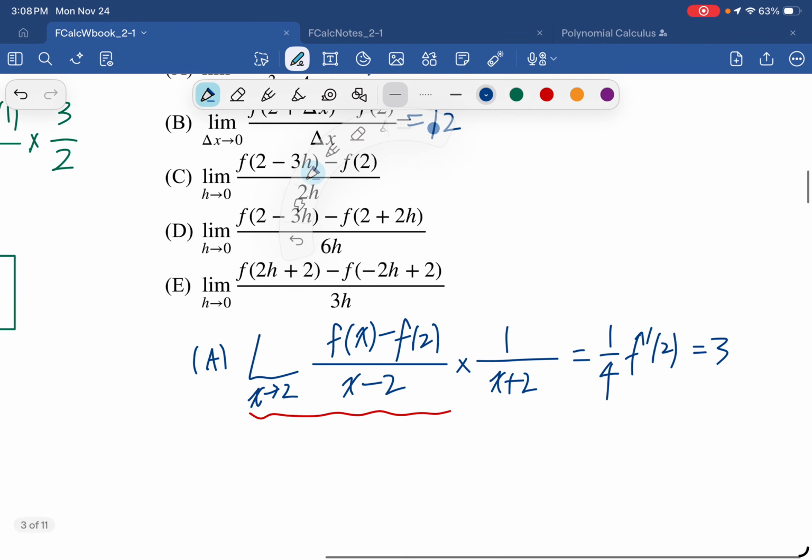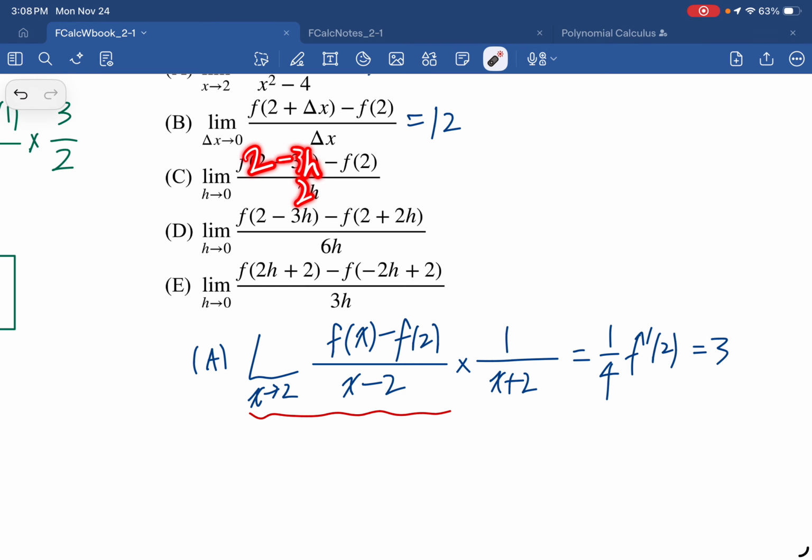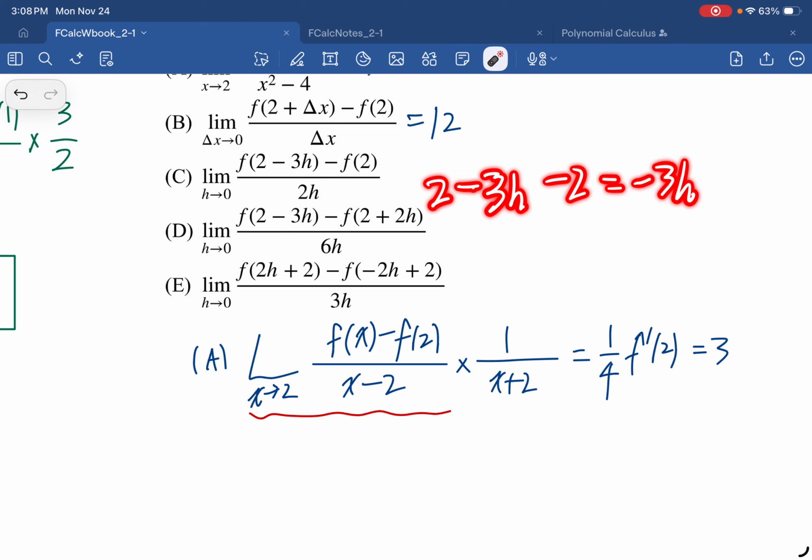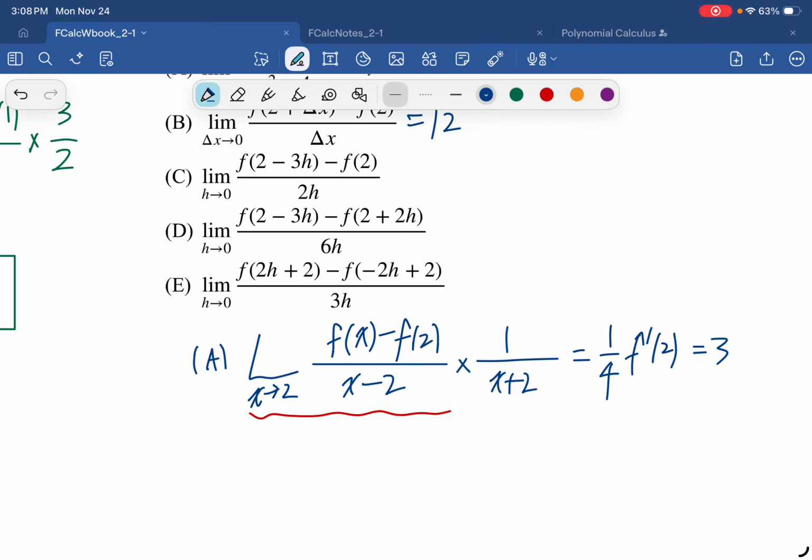Okay, so for option C, we can see that we have f of 2 minus 3h, but we have 2h in the denominator. So what do we want our denominator to be? We simply take, right, a minus b. 2 minus 3h minus 2 equals negative 3h, and that's what we want in the denominator. So what I'm going to do is start by writing that out. So limit as h goes to 0 of f of 2 minus 3h minus f of 2. But in the denominator, we're going to write it as if it's negative 3h. We want that result, right? This would be the definition of f prime of 2.